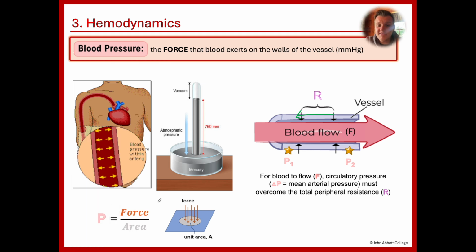Since blood is flowing this way, your resistance is going to be pushing the other way. The pressure must be pushing in this direction because that's where blood is flowing. That's what's creating the blood flow. The pressure is pushing this way, and the pressure must overcome this resistance of the walls and of the viscosity. So that's what blood pressure is.